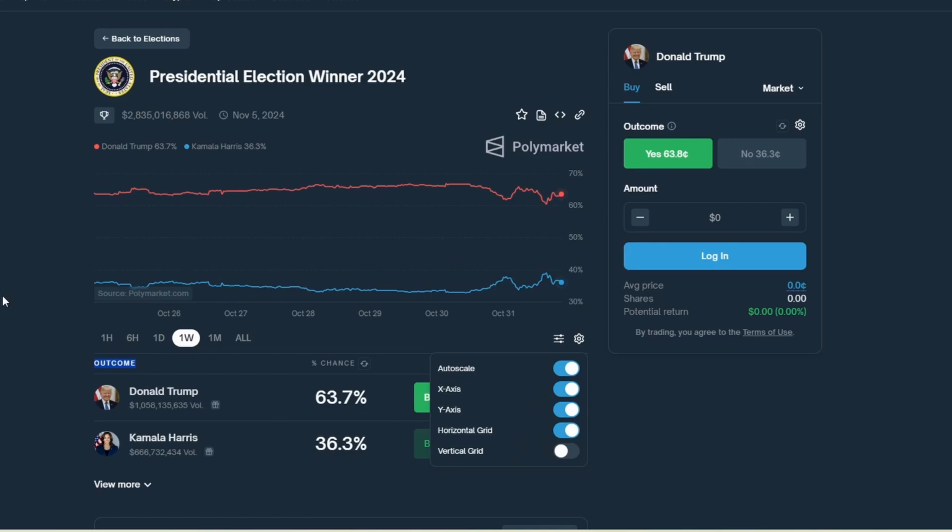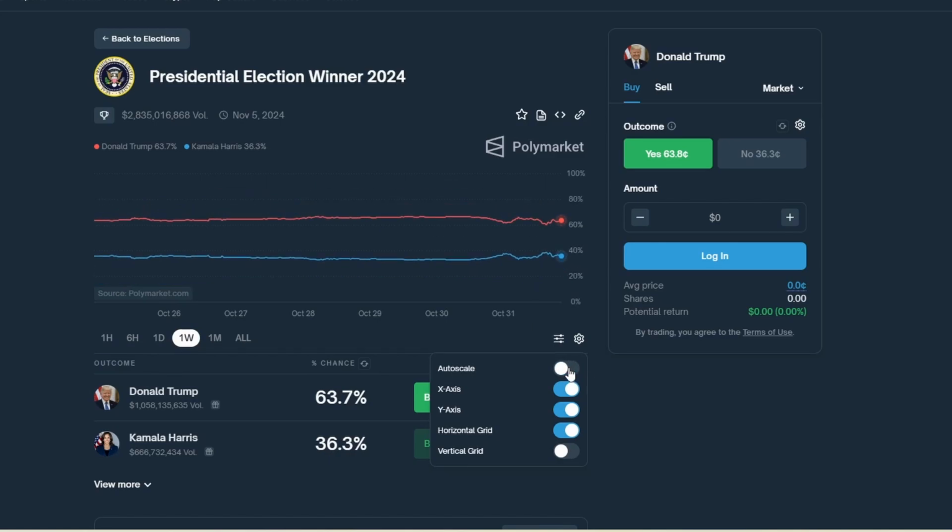1 week of data with auto scaling on. Again, starting at 30%, ending at 70%. I think Trump won if I look at this graph. Look how amazingly close to the top of the line Trump is. Harris lost. She's at the bottom of the line. Turn off auto scale. Oh, they're actually kind of both in the middle.